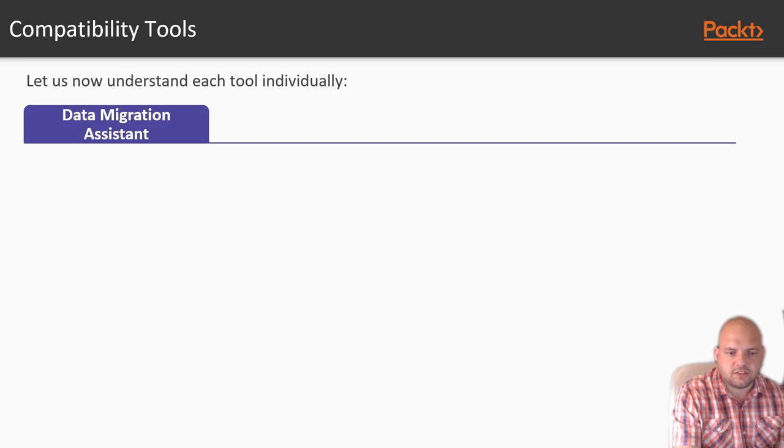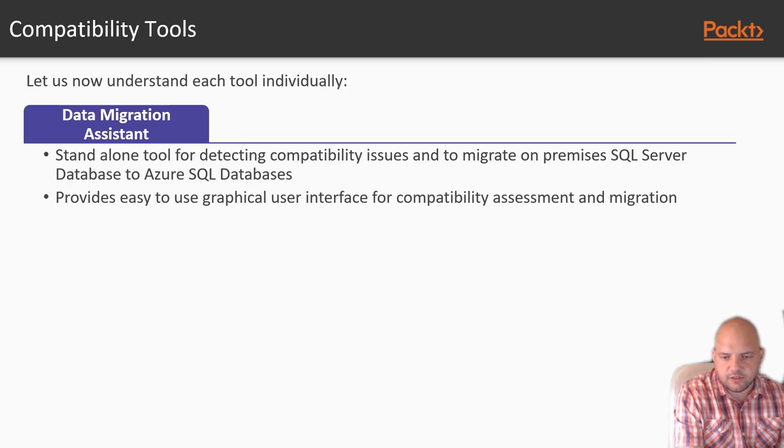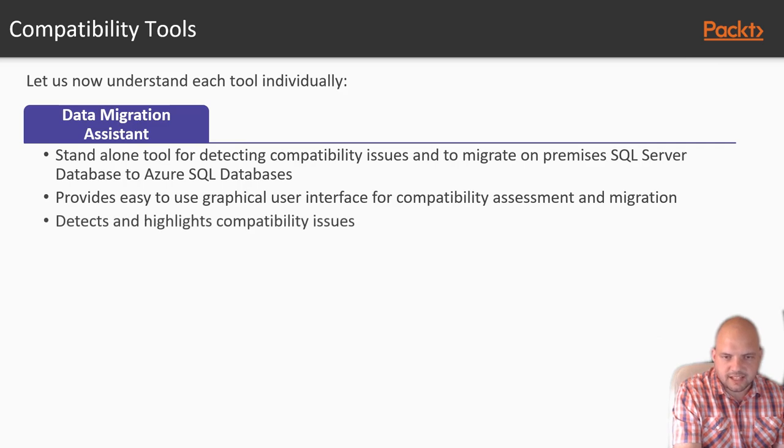The Data Migration Assistant is a standalone tool for detecting compatibility issues and then allowing you to migrate your on-premises SQL Server databases to Azure SQL database. It's got a wizard type interface, an easy to use graphical user interface that will allow you to look for compatibility issues, carry out a compatibility assessment, and then complete the migration. Okay, it will detect and highlight these compatibility issues. Once you've fixed them all, you will then be able to migrate.